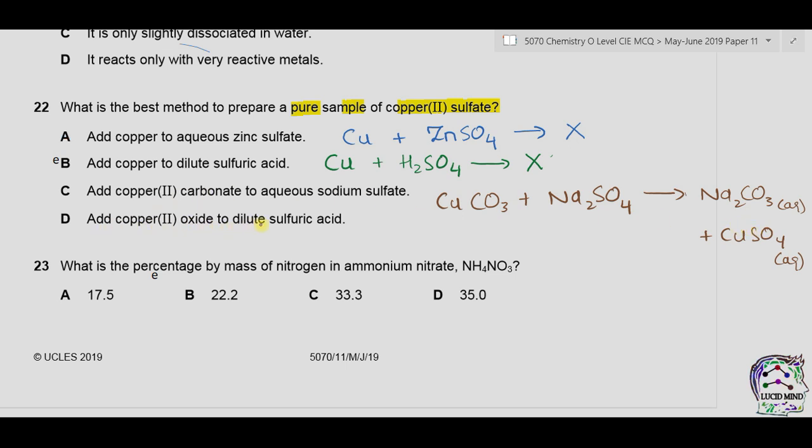Part D, add copper oxide to dilute sulfuric acid. Now copper oxide is an insoluble solid and sulfuric acid is an aqueous solution, so the reaction will be like this. Copper oxide can react with dilute sulfuric acid to form a salt in an acid-base reaction. The salt is copper sulfate and the second product is water. So as water is not contaminating copper sulfate, the copper sulfate solution can be purified to form crystals.